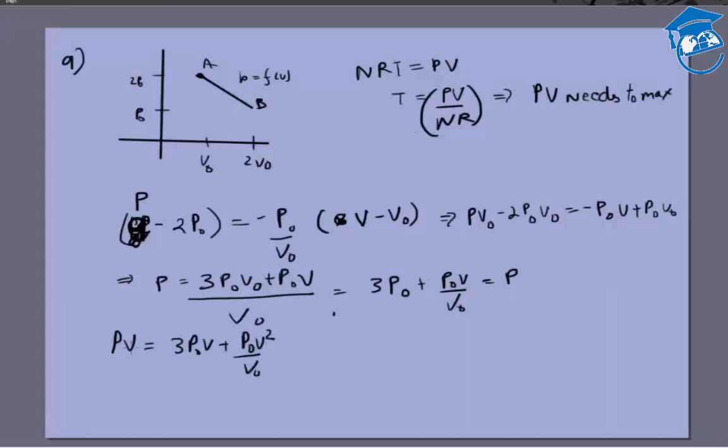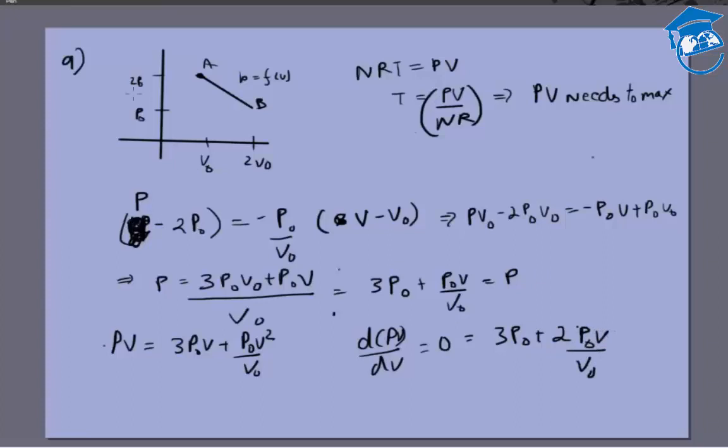And you can just differentiate it, d of PV. Now we have it in terms of one variable V because everything else is a constant, and that will be 0. So that will be 3P0 plus P0V by V0. I think I'm making a mistake somewhere. V cannot turn out to be negative.